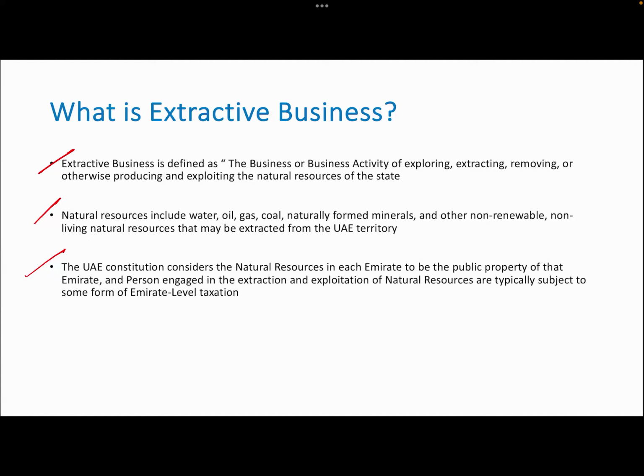So the UAE Constitution considers the natural resources in each emirate to be the public property of that emirate, and persons engaged in the extraction and exploitation of natural resources are typically subject to some form of emirate level taxation. Now, when I say emirate level taxation, this is not corporate tax. This is emirate to emirate. When a business is trying to extract natural resources, they are subject to emirate level taxation. Again, this is not corporate tax, but a different tax.